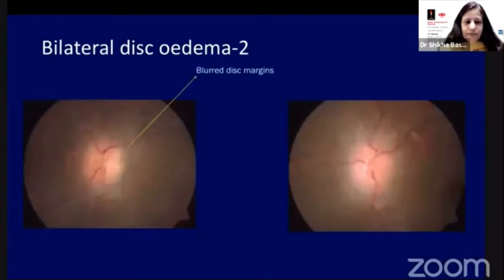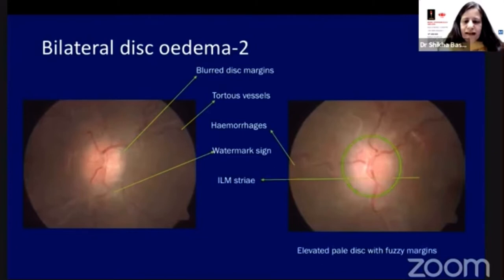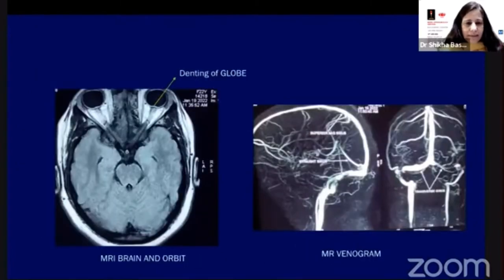Let's look at another case. Again, the discs are swollen. The margins are blurred. But look at the vessels. Vessels are tortuous. And there is a hemorrhage here. There are watermark signs, there are ischemic striae. So we are looking at an elevated disc with fuzzy margins, basically. It's a case of chronic papilledema. So be it acute or chronic papilledema, if the patient presents like this, we have to do MRI of the brain and orbit. If the patient has IIH, you'll typically see this denting of the posterior globe at the level of optic nerve. Do order MR venogram if you are suspecting IIH.